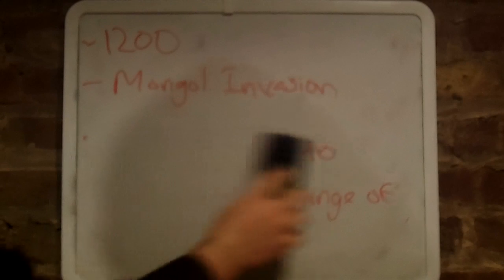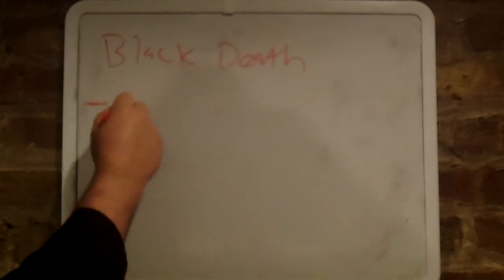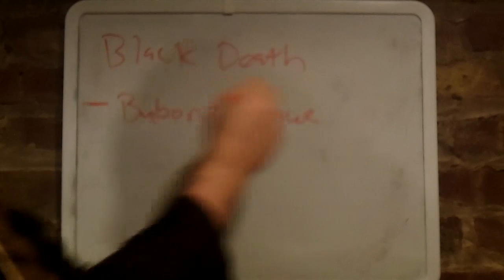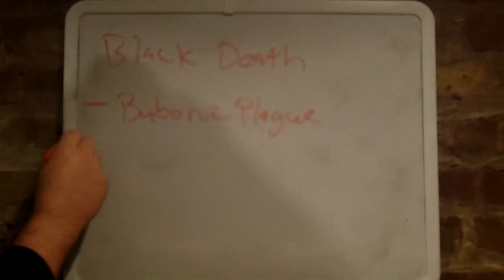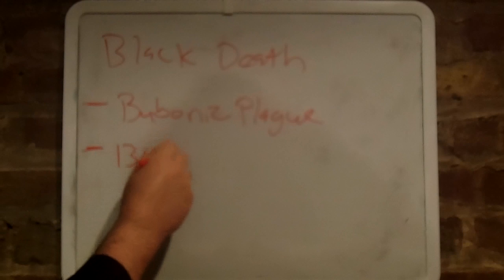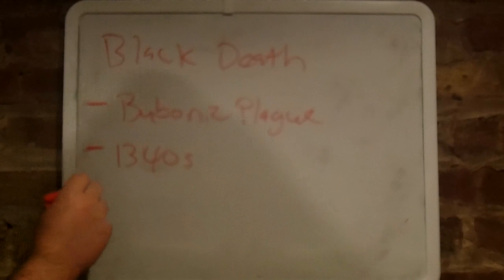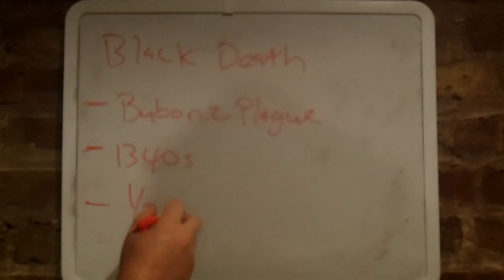And then, after that, we have another important event. We have the Black Death. The disease itself is the bubonic plague, which is the technical name for it. This was the 1340s. There were several other lesser outbreaks of plagues over the next few centuries, but this was the big one. And it killed about a third of the people in Europe.